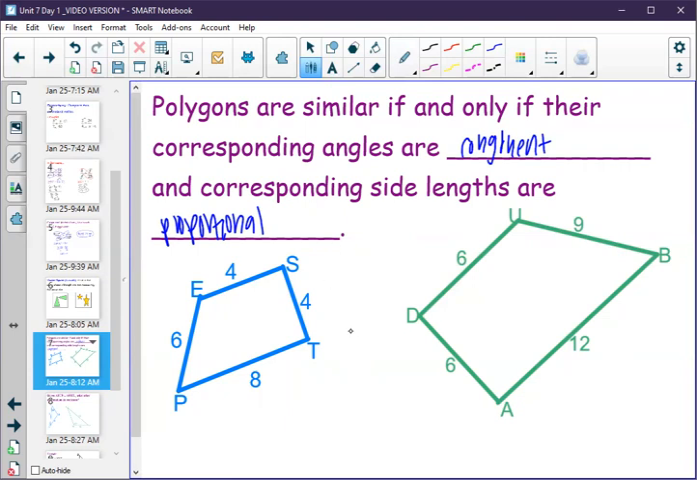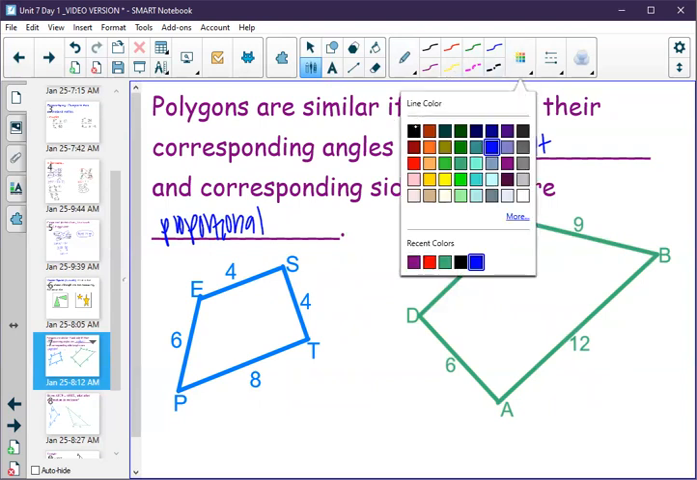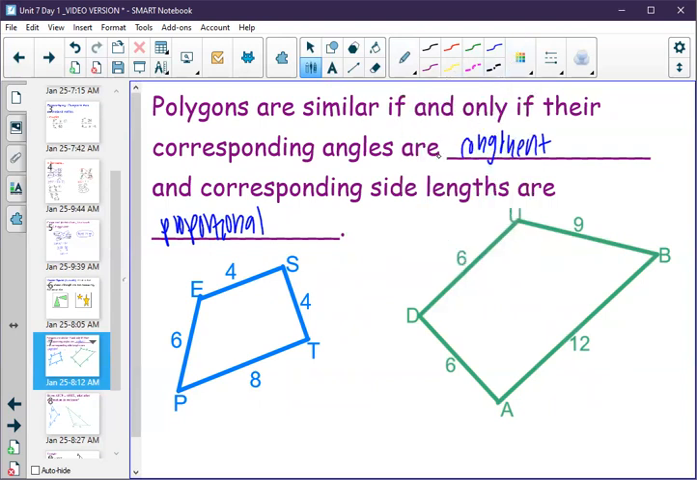So here I have 2 polygons. I have 2 quadrilaterals. And in order to say that they're similar, we have to know that their corresponding angles are congruent. So I notice that these are not in the same orientation, and that's going to be a really common thing to see. You're not always going to see shapes in the same orientation. So I'm just going to kind of imagine what this would look like if they were, to help me figure out what angles are going to go together.